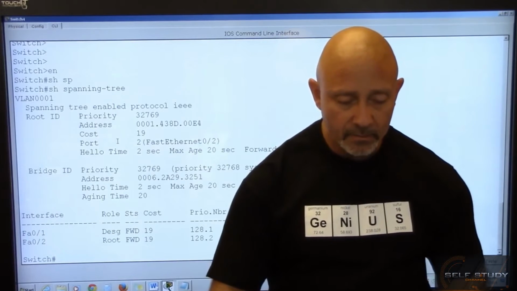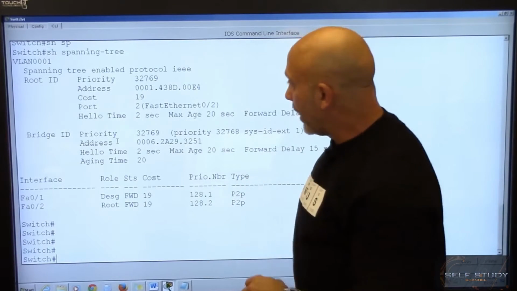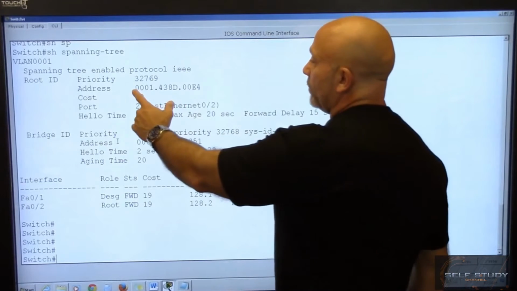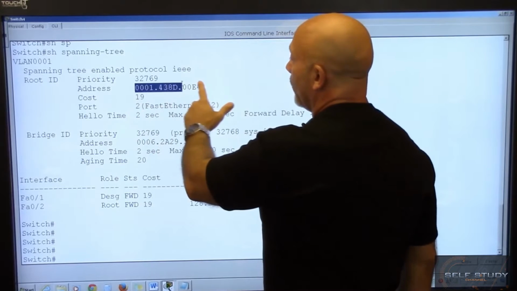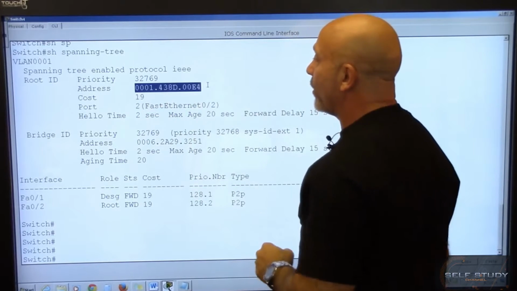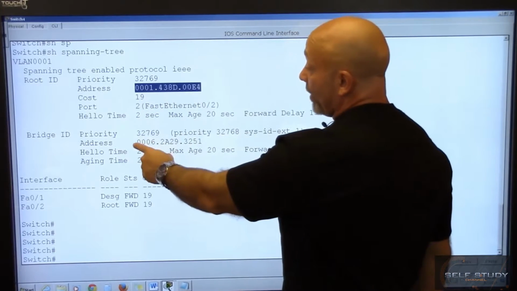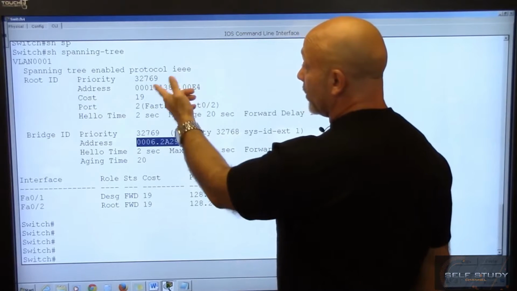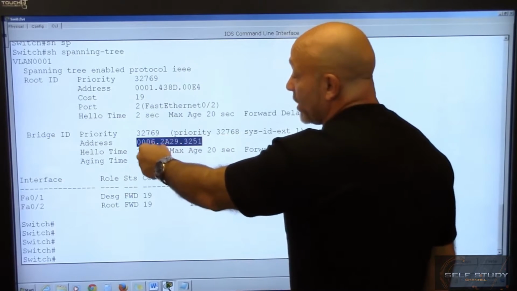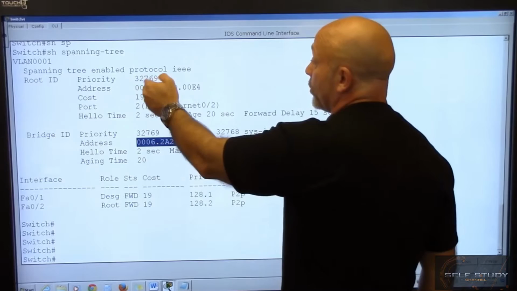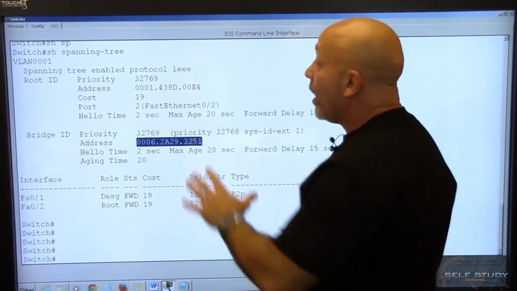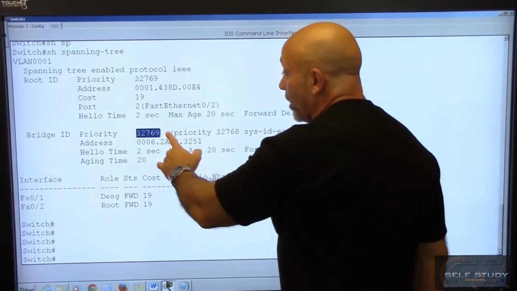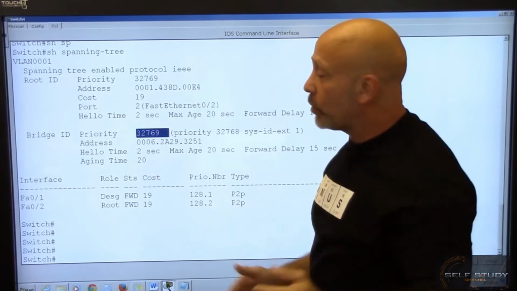Show spanning tree. Okay. Now this is, whew, I'm growing up. I'm changing my voice. This is the MAC address of the root bridge. This is a higher MAC address than this one. 0006 versus 0001. So that's why he did not become the root bridge. You can see that they're using the same priority numbers, so it didn't choose that as a criteria.